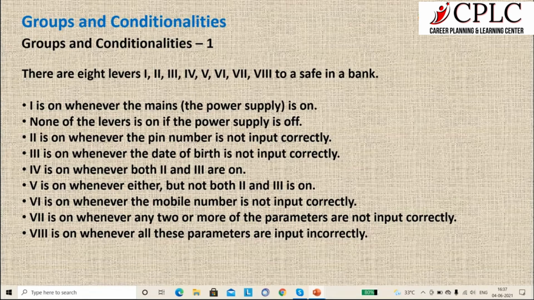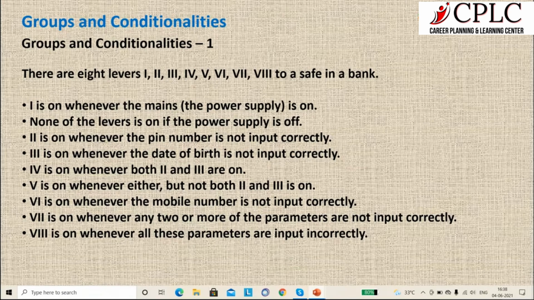Now over here, what are the parameters? So there are three parameters in this set. The pin number, the date of birth, and the mobile number. So which are the levers corresponding to these three parameters? Lever 2, lever 3, and lever 6. So for the 7th lever to be on, any two or more parameters must be satisfied. Or I can say that for the 7th lever to be on, any two levers must be on out of 2, 3, and 6.